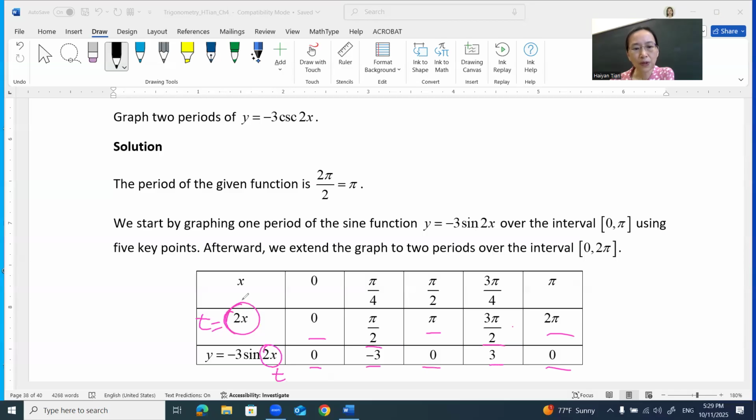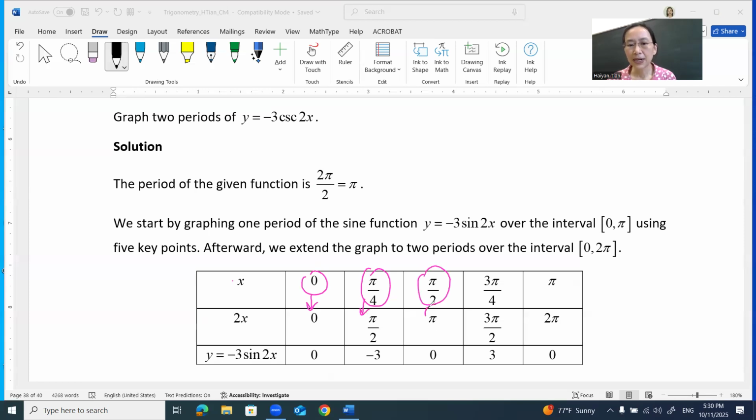But of course, we don't want to plot t versus y. We want to plot x versus y. What are the corresponding x? So we know this is just the 5 key points method for the sketch of a sine function, right? So if t is twice of x, then x must be half of the corresponding t value. You see, half of this.